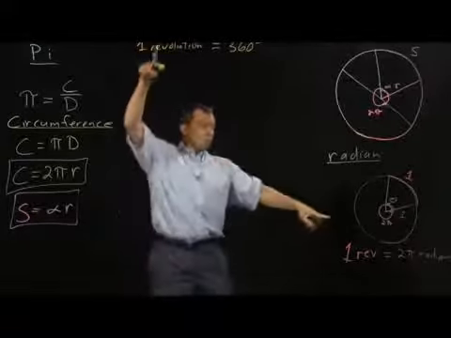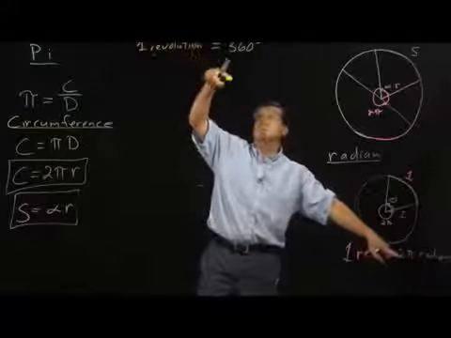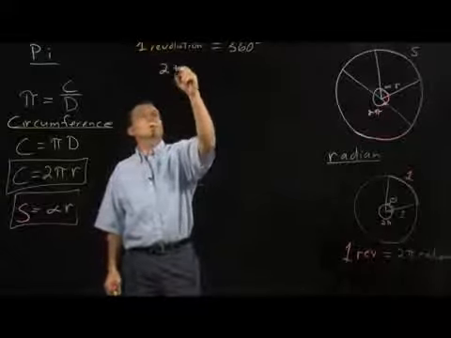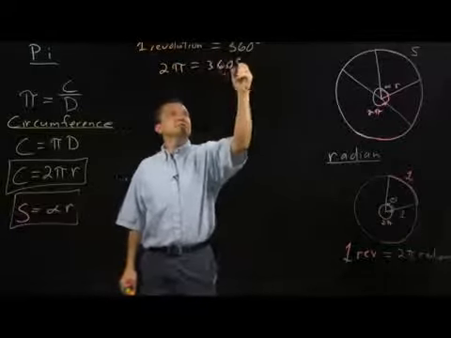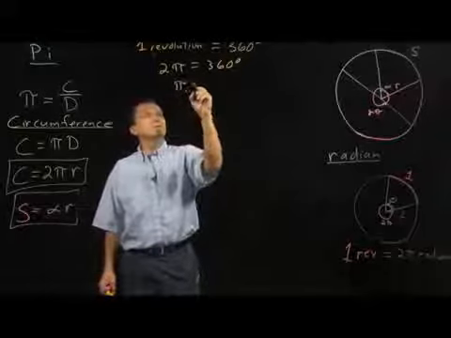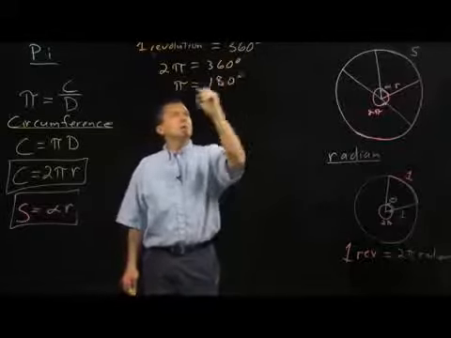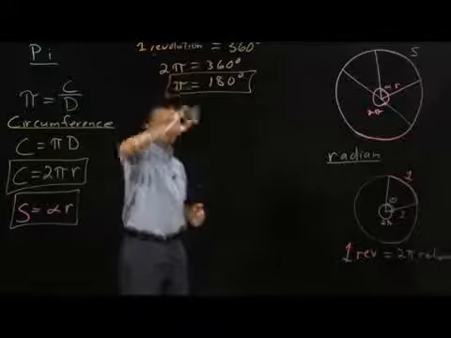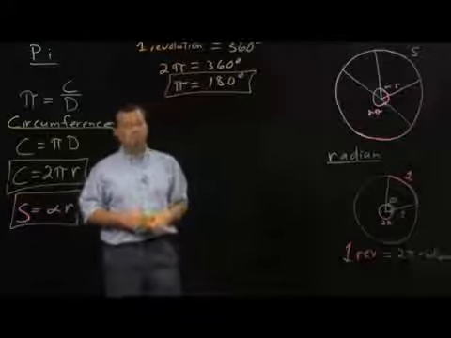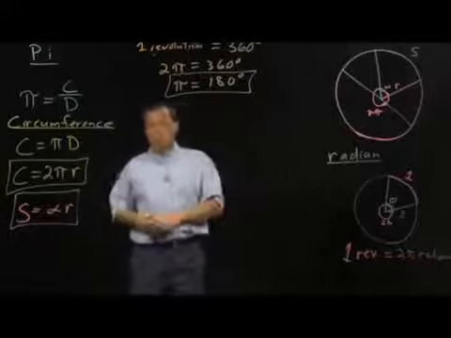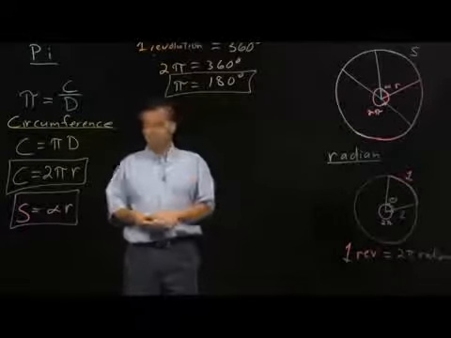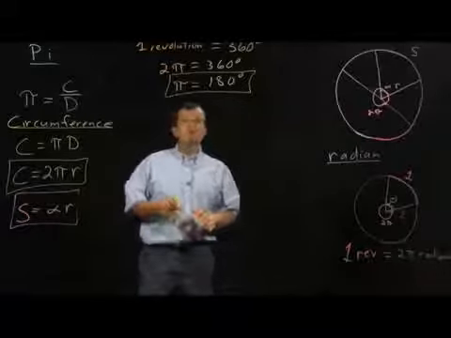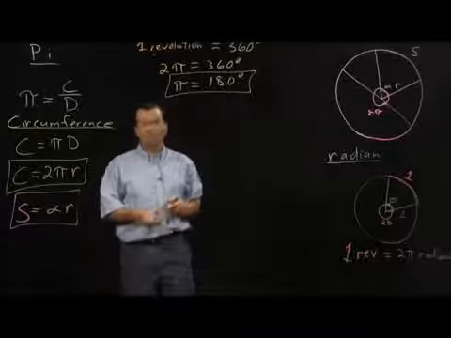Now if we take our degrees and our radians for 1 revolution, we see that 2 pi radians is the same as 360 degrees. So pi radians is 180 degrees. This is your conversion factor, just like we converted meters to kilometers, feet to yards, ounces to gallons. We're going to use this as our conversion factor.